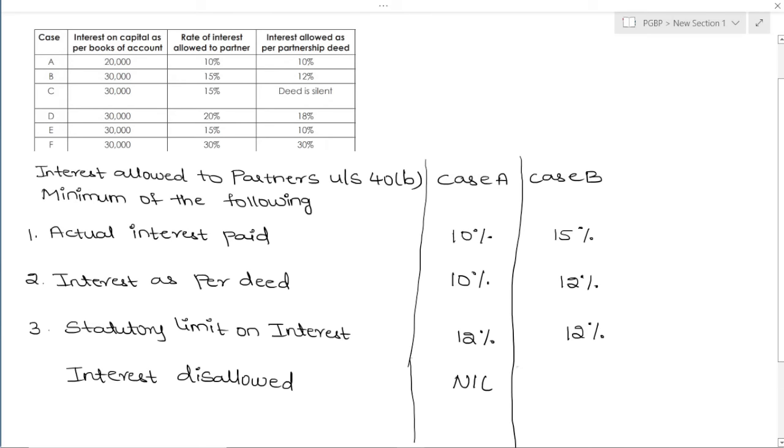So in the disallowed row, we will do small workings and write the solution right there. We will not waste time, okay? Very good. 30,000 into the disallowed 3%, right? 3 by 15. 30,000 into 3 by 15 is equal to 6,000 rupees. That's it. Simple.